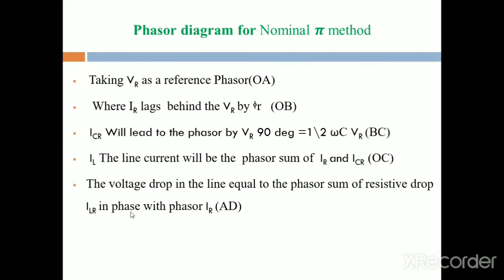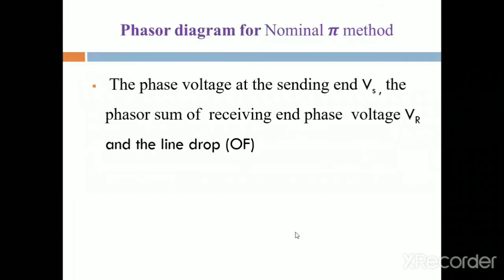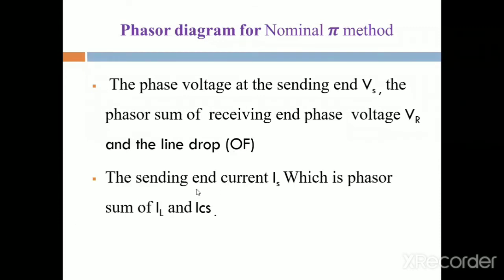Next, the voltage drop in the line equals the phasor sum of the resistive drop, ILR in phase with IR, that is represented by AD. Next, the reactive drop ILX in quadrature with IL, that is represented by DF. The phase voltage at the sending end Vs, the phasor sum of the receiving end voltage VR and the line drops, is represented by the total OF.